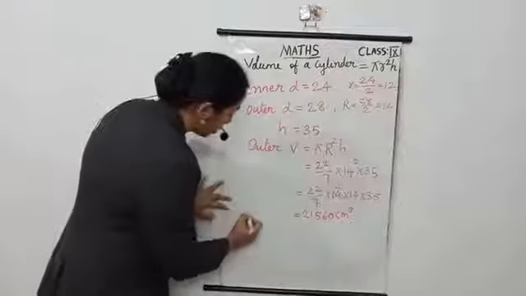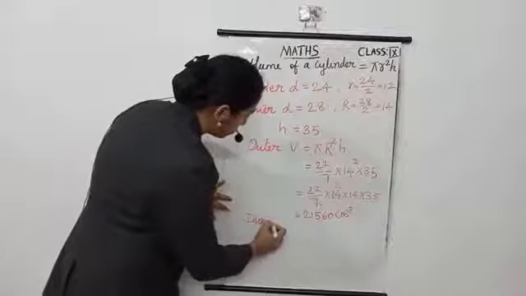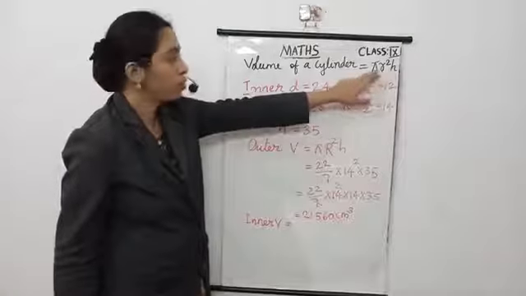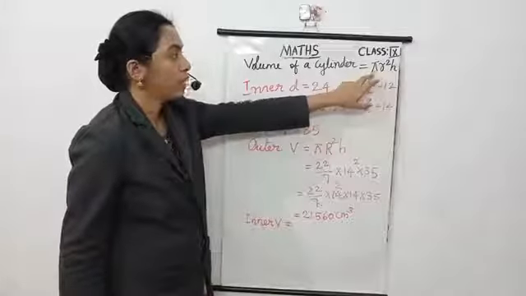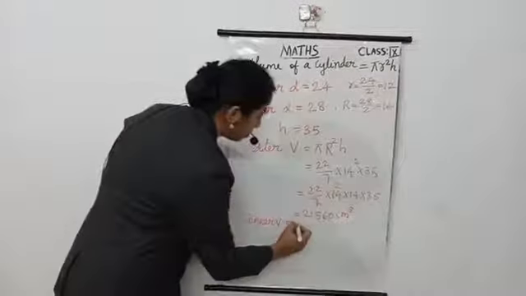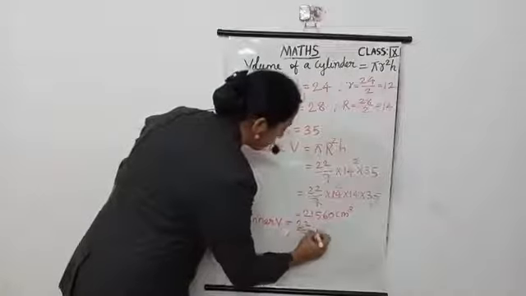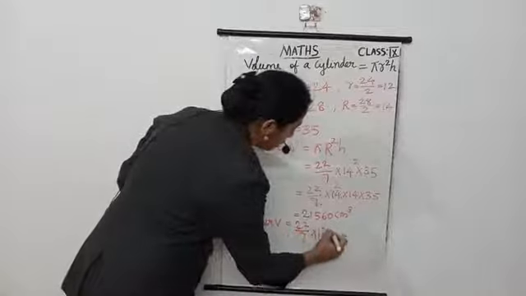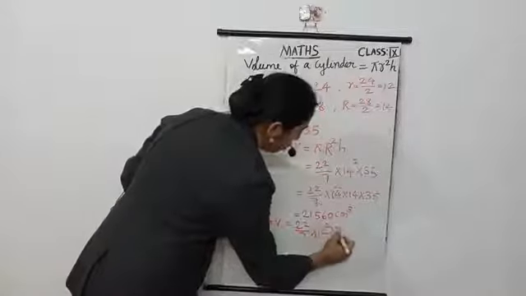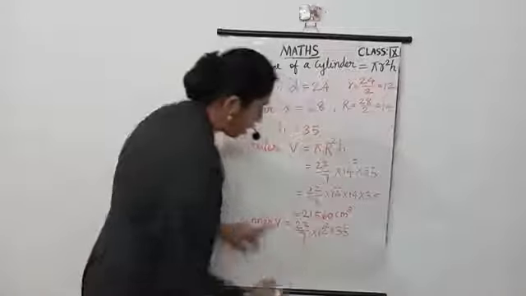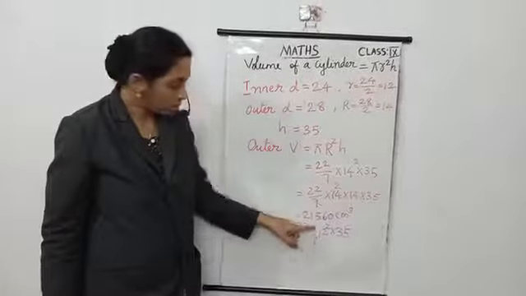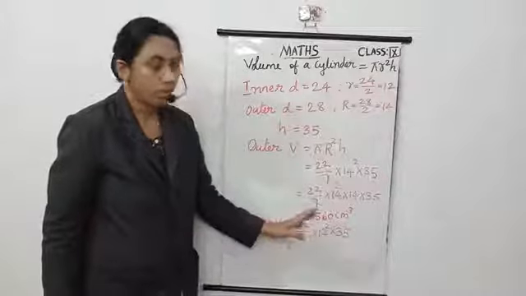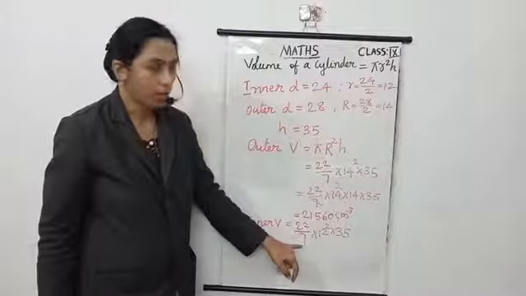So the inner volume is equal to pi small r square h. We use a small r. So pi r square h, and substitute the value 22 by 7 into the inner radius 12 square into height 35. Now multiply 22 into 12 into 12 into 35 and we divide that answer by 7.